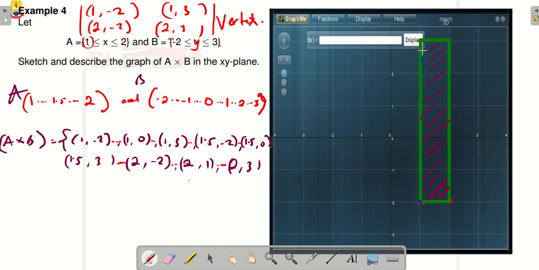And all those points is what forms the Cartesian product of 1 up to 2 and -2 up to 3. Because within 1 and 2, we have infinite number of elements. -2 to 3, we have infinite number of points. And all those points are what we are seeing. They are the points we are seeing in the rectangle. Infinite. So that is the graph of this Cartesian product.